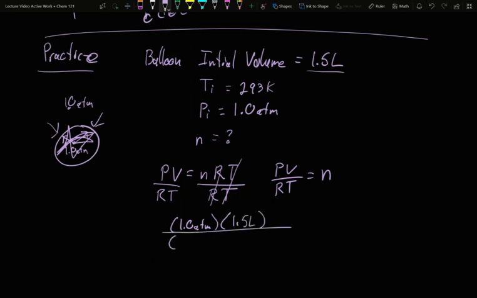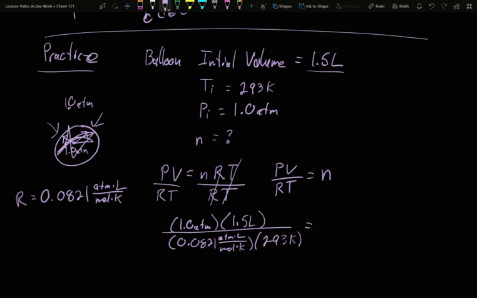R value, well, for that, I need to think about my units. I have atmospheres, I have liters, I have kelvins, I have moles. R is 0.0821 if we're using those units: atmospheres, liters, mole, and Kelvin. So 0.0821 atm·L/(mol·K). And my temperature, 293 Kelvin. So take a second, figure out the moles, and then let's check it.